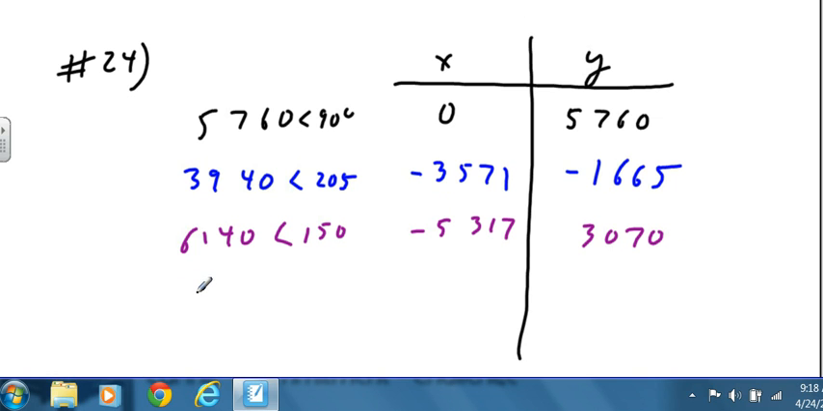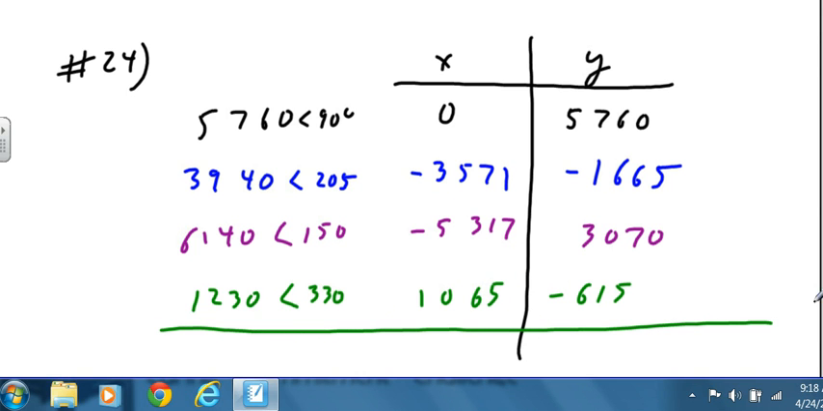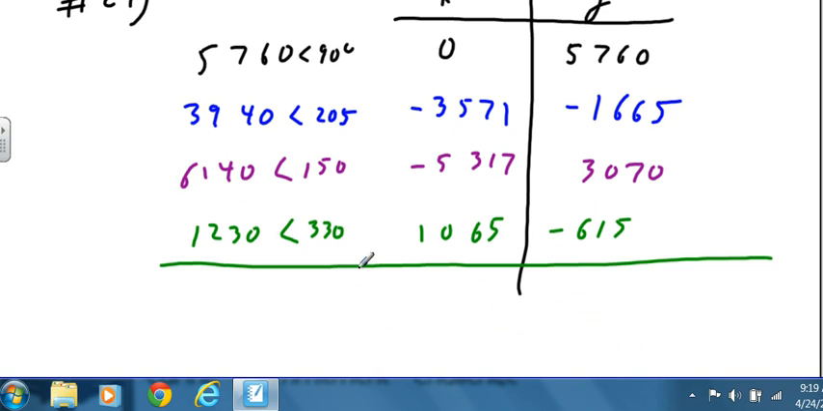And then the last one is 1230, angle 330. I'll just write down the y component, 615, because I know it's half of that, so I don't have to put it in my calculator. 1230 times cosine 330 is going to be, actually it's going to be minus that. It's going to be 1065. So then we found the x and y components, so now we're going to add them together.